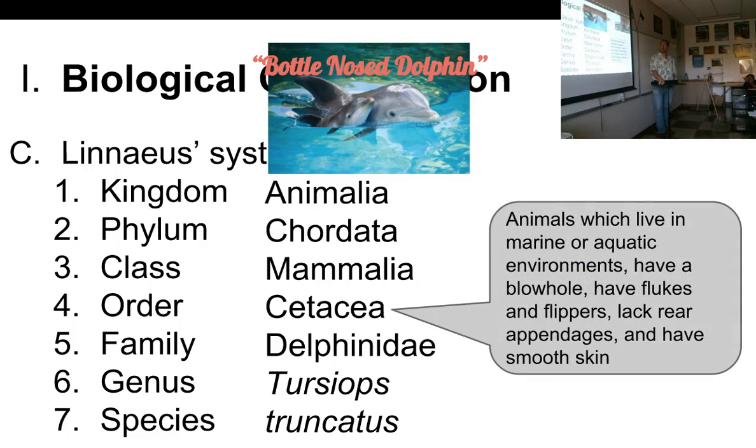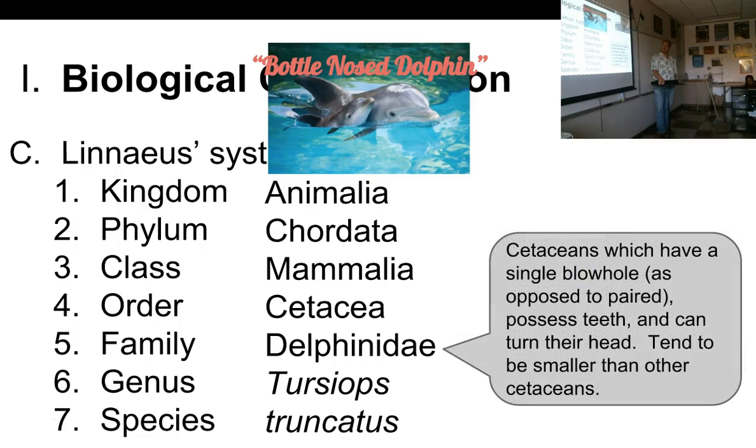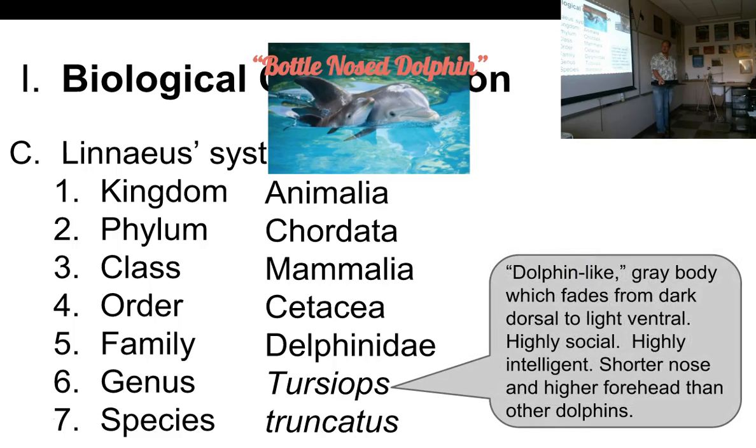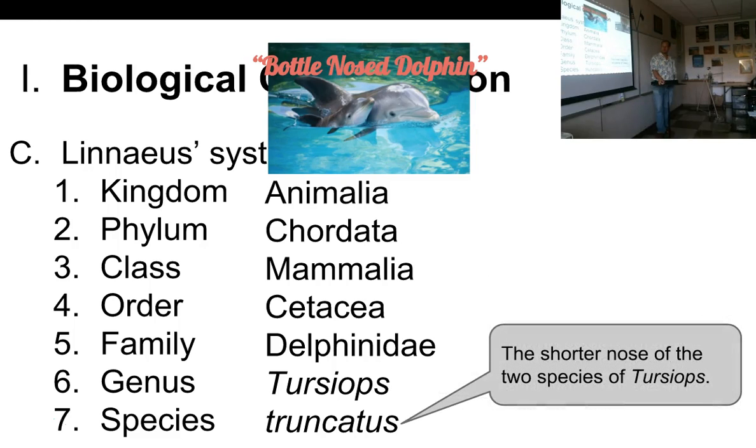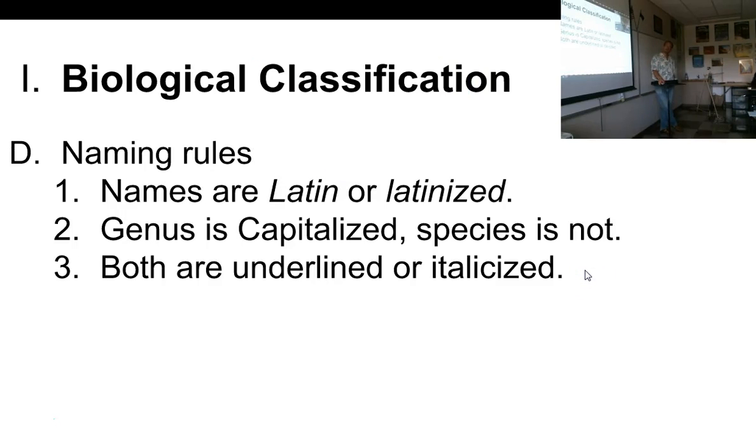And then a cetacean is an animal which lives in a marine or aquatic environment, has a blowhole, has flukes and flippers, lacks rear appendages, and has smooth skin. Delphinidae are cetaceans which have a single blowhole, possess teeth, and can turn their head, and tend to be small. Tursiops means a dolphin-like body, shorter nose, higher forehead, and truncatus is the shorter nose of the two species of Tursiops. So that's how we get to the names of these things. Okay.